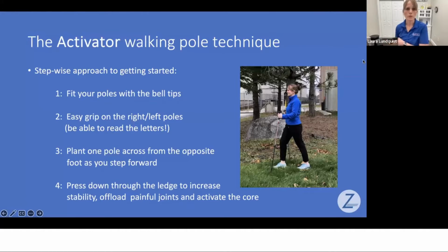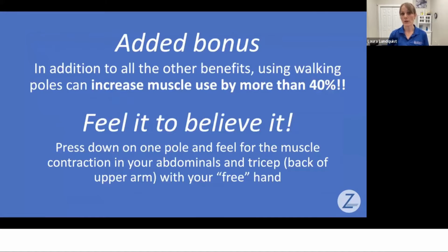So just as a quick review, we're going to set up the poles correctly. Once we've got those set up, then you're going to make sure you've got the hands on the correct ones, right and left, and then plant one pole opposite the foot as you step forward, keeping the pole vertical. That's the most important thing. And you should be able to feel, when you press down on that ledge, the muscles in your upper body and in your abdomen increase.